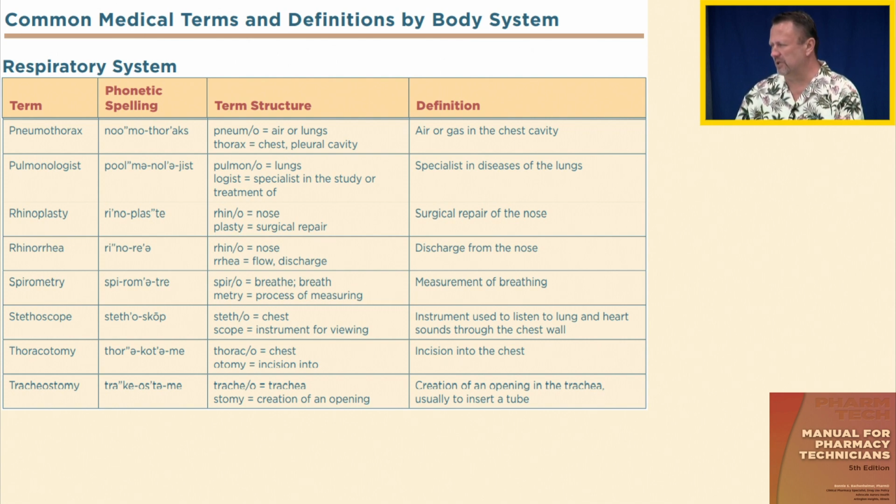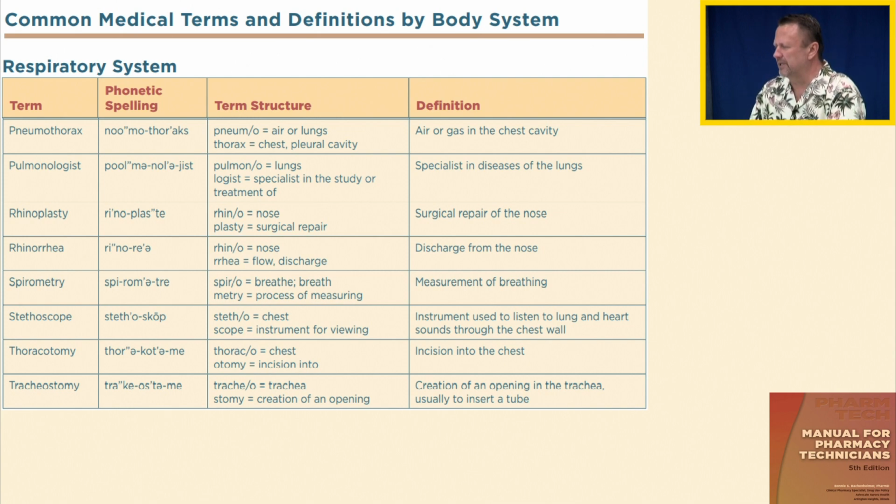A pulmonologist is someone who studies the diseases of the lungs. Rhinoplasty is surgical repair of the nose. Rhinorrhea is discharge from the nose. Spirometry is the measurement of breathing. A pulmonary function test is a form of spirometry. Well, you guys know what a stethoscope is. It's an instrument to listen to the lungs and the heart through the chest wall, and we can use it to listen to the abdomen and everywhere on the body.